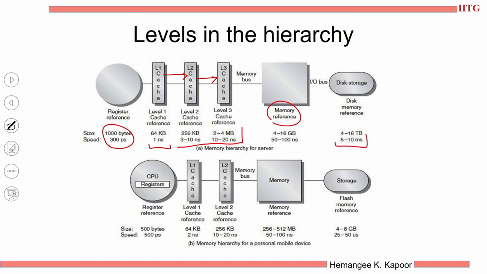But as you move away from the processor, the size increases. Okay, so if you move far from the CPU, the size increases, and in the reverse direction, the cost increases. So the closer you come to the CPU, the cost of the memory increases and the speed increases. So it is fast and it is costly, and the farther you go, it is slow and bigger in size. Okay, so that's the memory hierarchy.